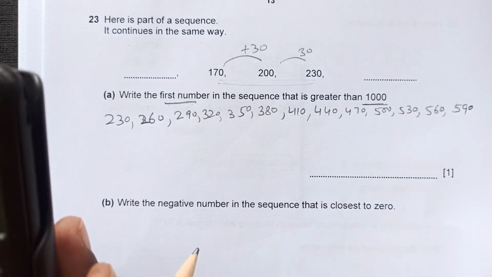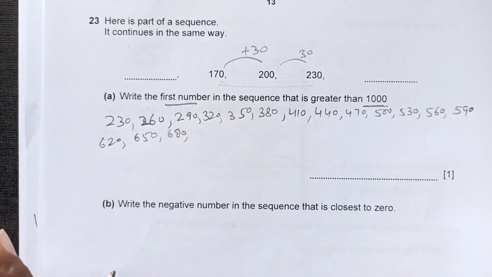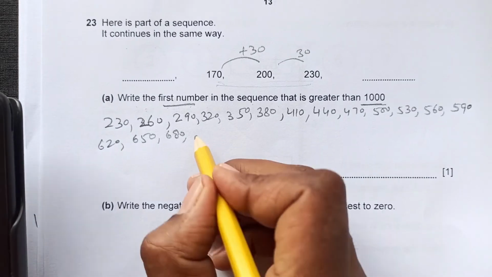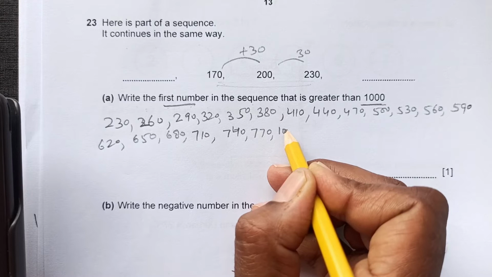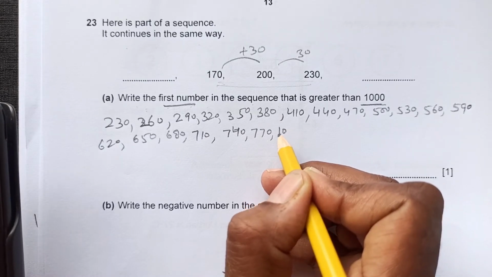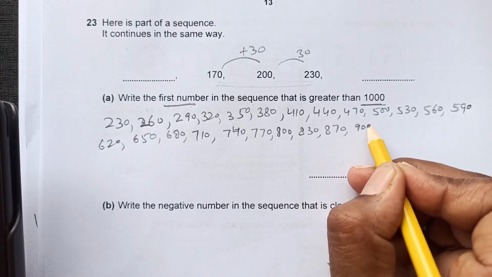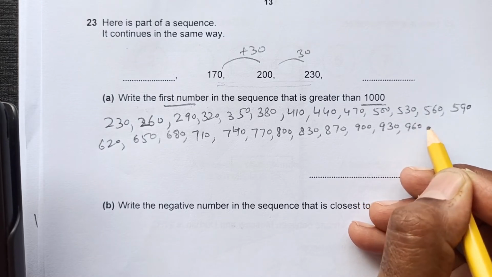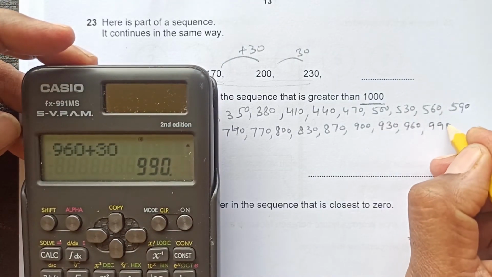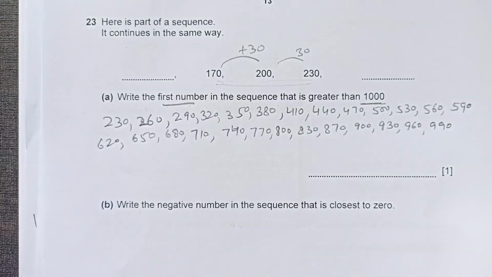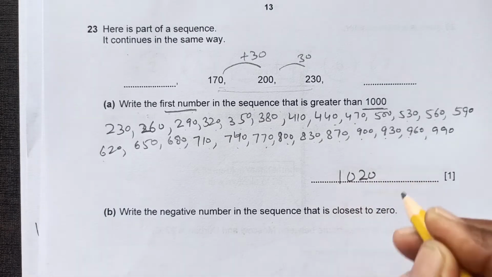590 plus 30, 620, 650, 680, 680 plus 30, plus 30, it is 710, 740, 770, then 800, so 830, 860, then 900, 930, 960, then 960 plus 30, 990 plus again 30, 1020. So it will be 1020, the final answer.